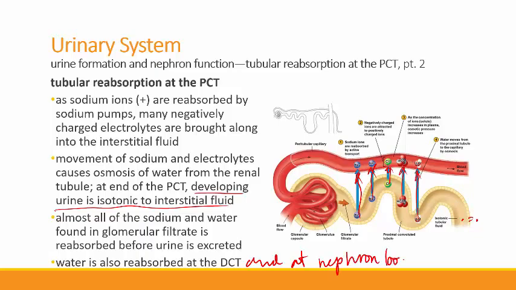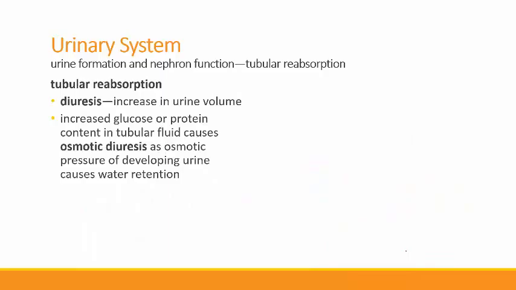Okay, so tubular reabsorption. Diuresis is an increase in the amount of urine that is produced. So diuresis is an increase in urine volume.